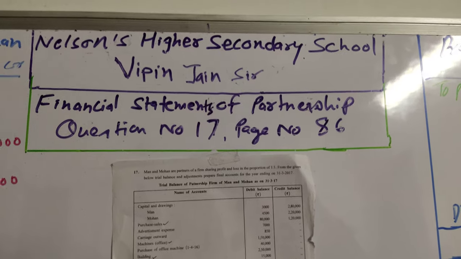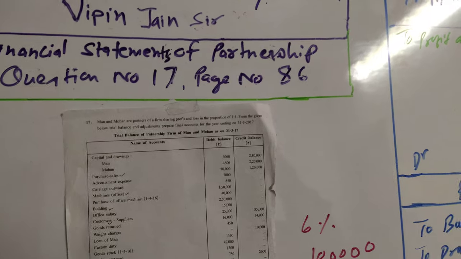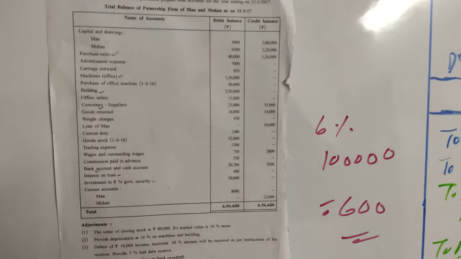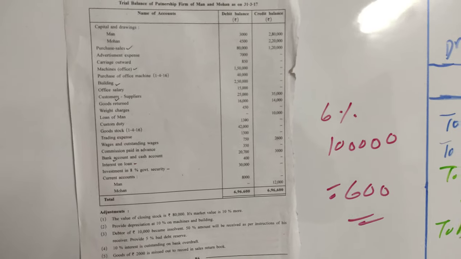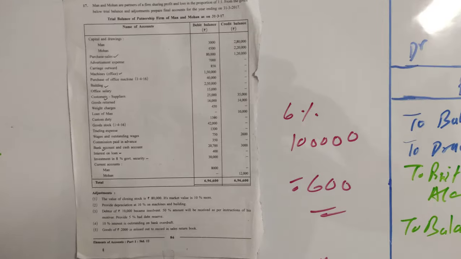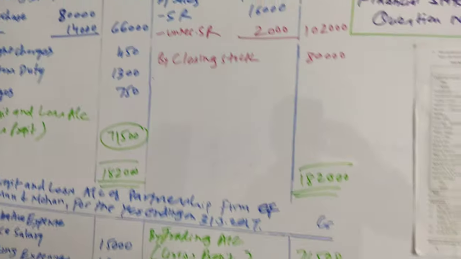Good morning. We are on sum number 17, which is given on page number 86. In the previous two videos, we have finished with trial balance and adjustments. Now in this video, we will be making totals and difference of different accounts and total of balance sheet. First of all, trading account.